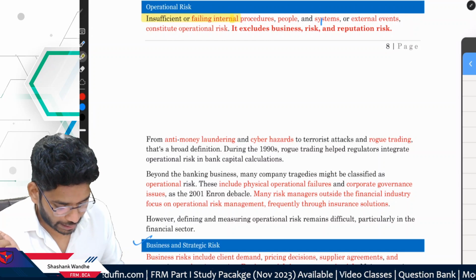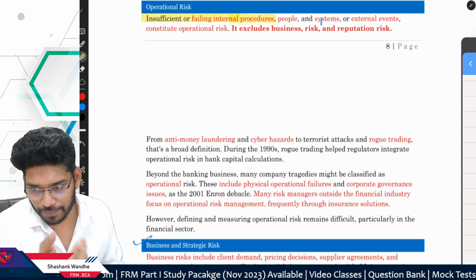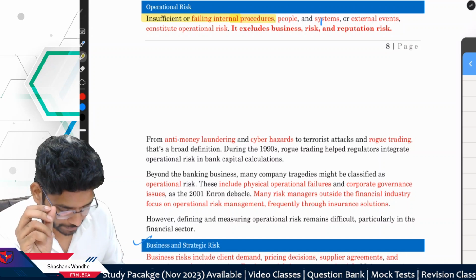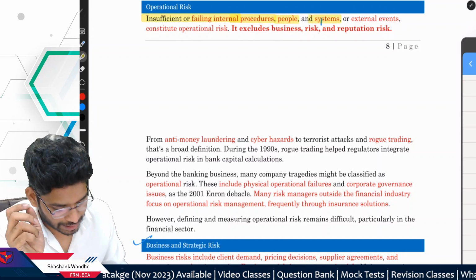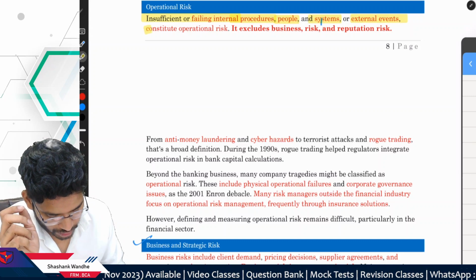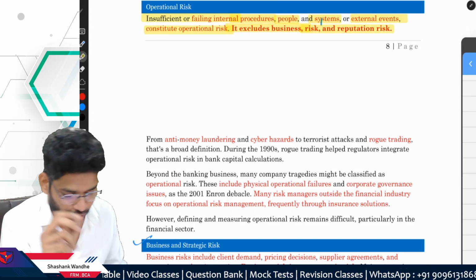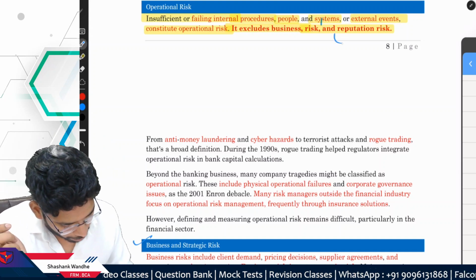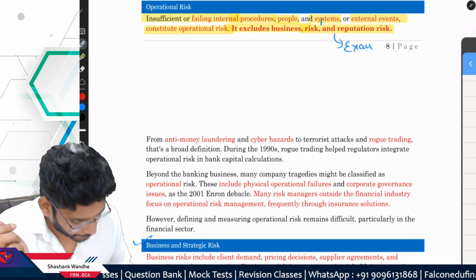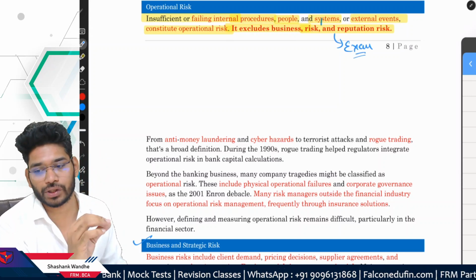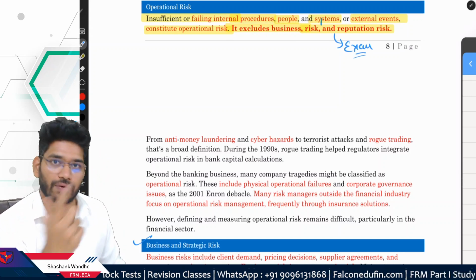Insufficient or failed internal procedures. These are the sources. So insufficient or failed internal procedures or processes, people, systems or external events constitute operational risk. It excludes business risk and reputation risk. Very important point for the exam. It excludes the business risk and the reputation risk. What is business risk and reputation risk? We will discuss it later.